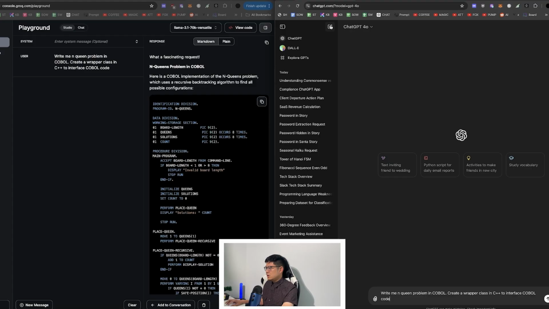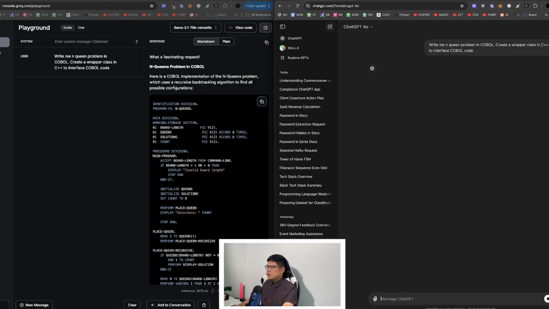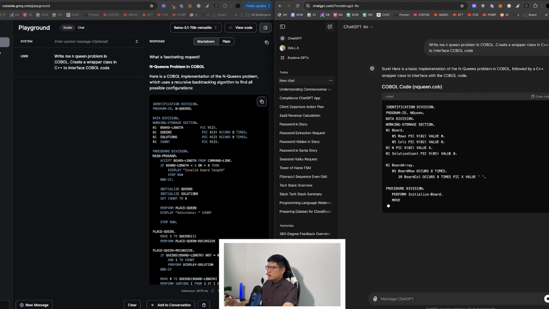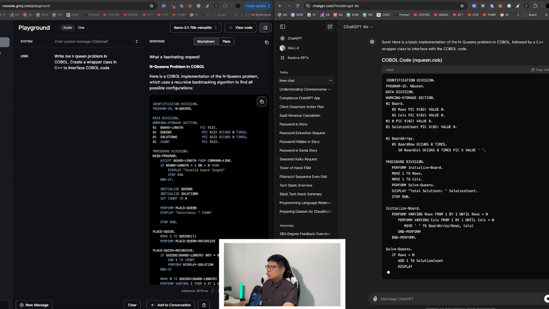Okay, next. So now I want to see its ability in dealing with old code languages where they probably don't have a lot of training data for. And so basically I want them to go solve the N-Queens problem, which is a complex algorithm problem. So I want them to do it in the COBOL programming language. And then I want them to write a C++ wrapper around this code. So it'll be very interesting to see if it can do two programming languages and sort out what to do.